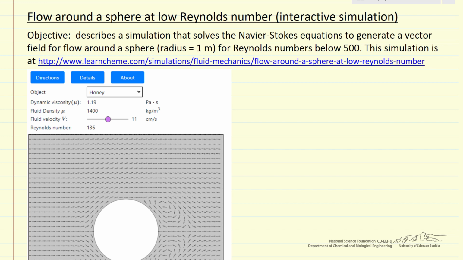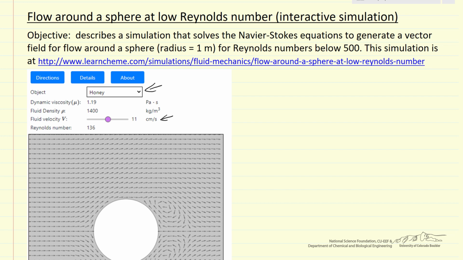I'll briefly describe a simulation that models flow around the sphere at low Reynolds number. And the idea is that we are looking at the velocity vectors, and the simulation allows you to pick different fluids and allows you with this slider to change the velocity.